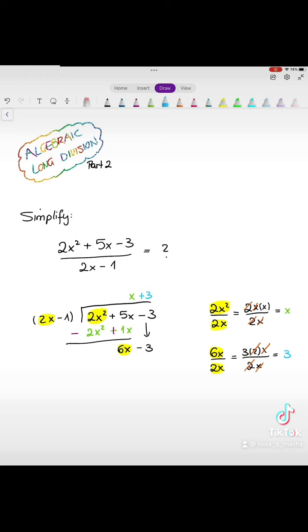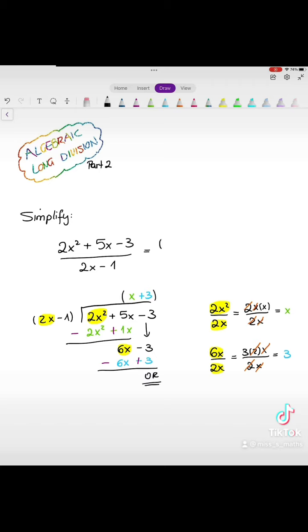So we write positive 3 on top there, we multiply, don't forget to bring down your minus 3 first, and then again we subtract that whole bracket from what's already there, and we see that we now have a 0 remainder, which means we're done with our division.